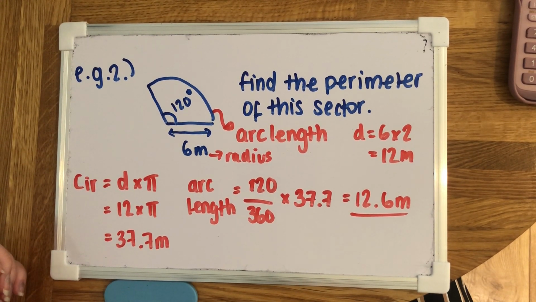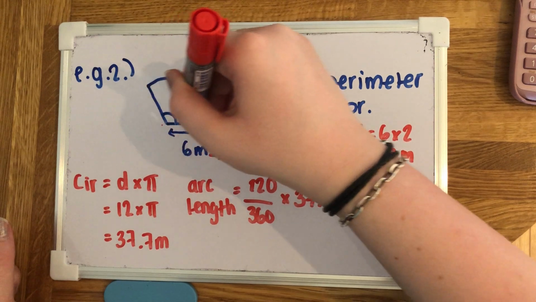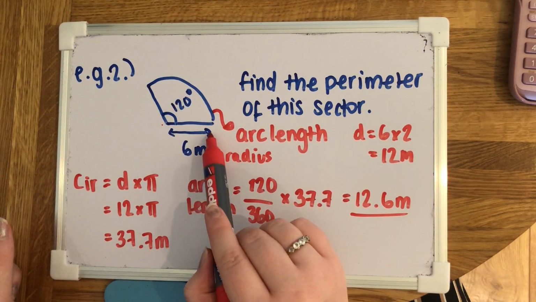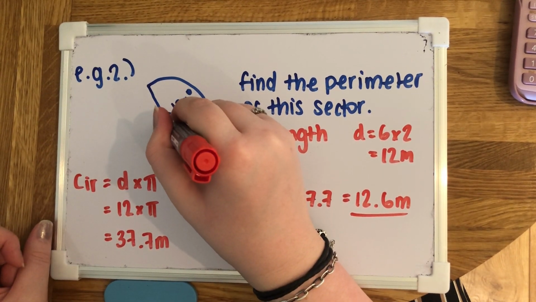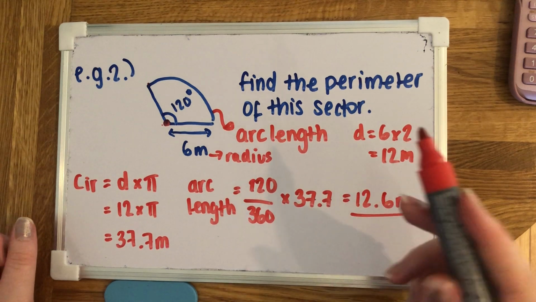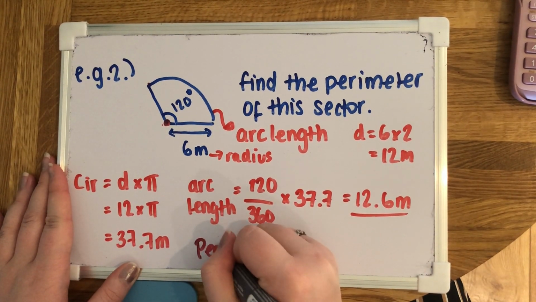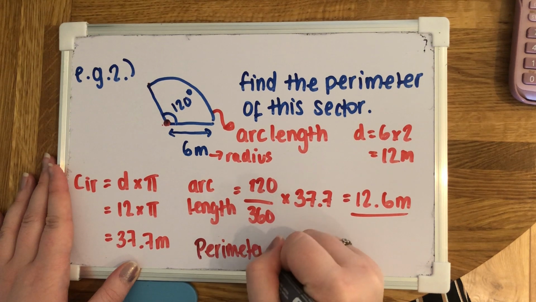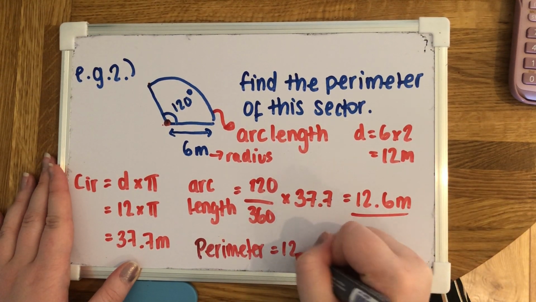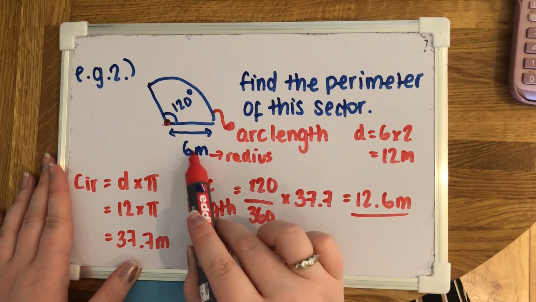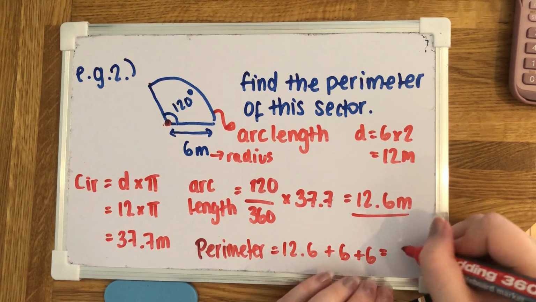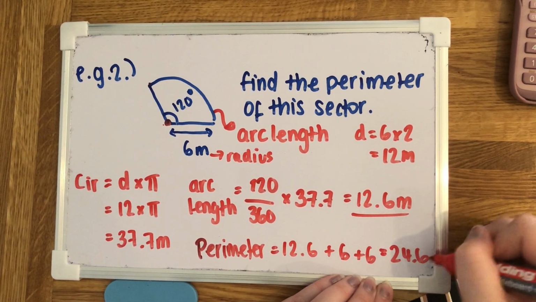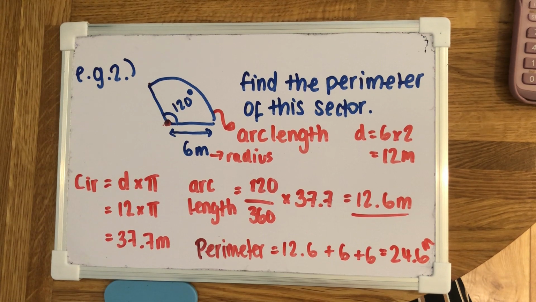Now, because we want the perimeter of the whole thing, we've found this bit here, but we then need to add on these bits. We know that this is the radius, because we've already said that at the beginning. This is also the radius, because it's still going from the middle to the outside of the circle. So to find the perimeter, we do the amount that we've just worked out, 12.6, plus the radius twice, so 6 plus another 6, which is 24.6 metres. Okay, so that's the final answer.